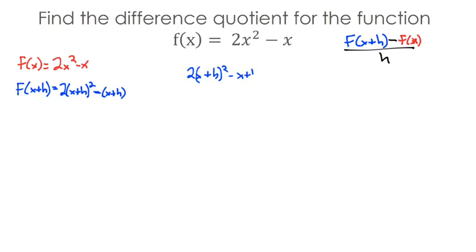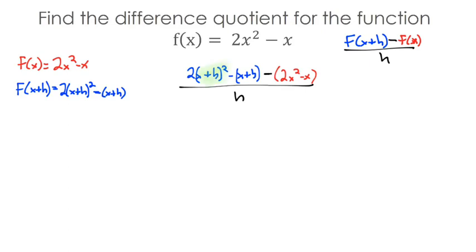So here's f of x plus h. Then we're going to subtract our f of x. And then we're going to put that all over h. Okay? Now, time to do some math. This x plus h squared, we need to simplify that.